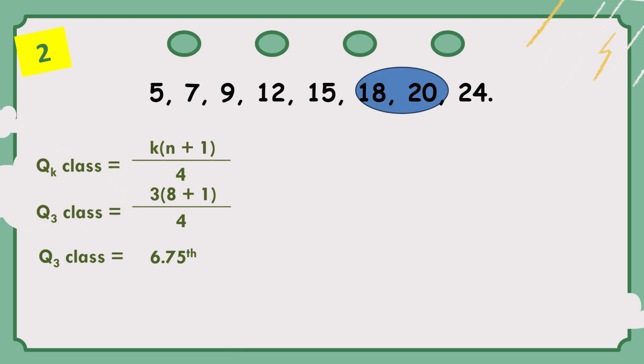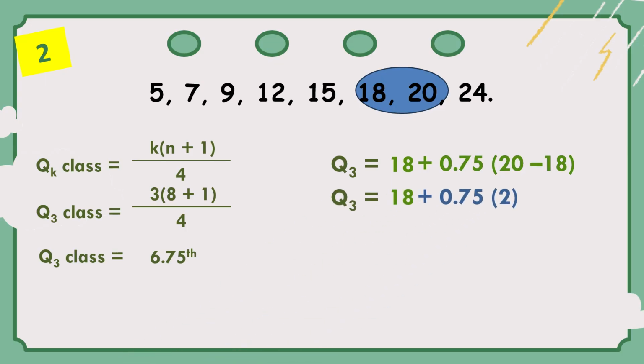So if that is 18 and 20, quartile 3 is equal to the 6th position, which is 18, plus the decimal 0.75 times 20 minus 18, which is 2. So quartile 3 is equal to 18 plus 0.75 times 2. 0.75 times 2 is equal to 1.5. So quartile 3 is equal to 18 plus 1.5, and the answer is 19.5.